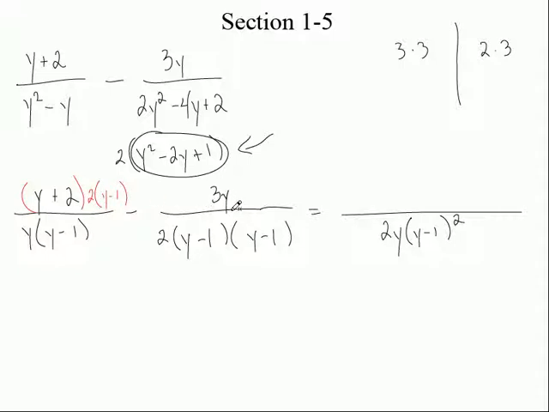All right, so let's go here. What do we do to this? Well, there's a 2 already. There's a couple y minus 1's already. What's the one thing that's missing? The y. So what do I have to multiply the top by? A y. Okay, you see what I did?